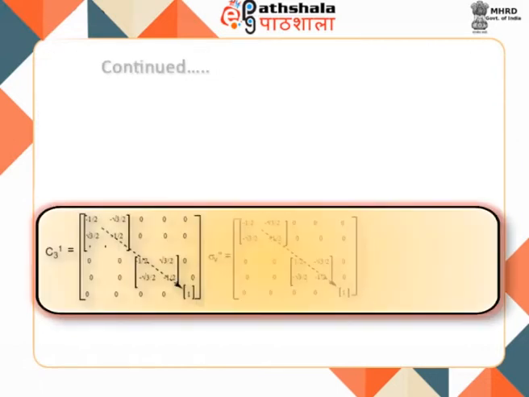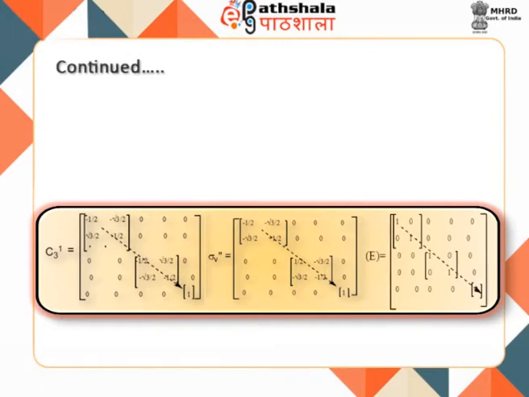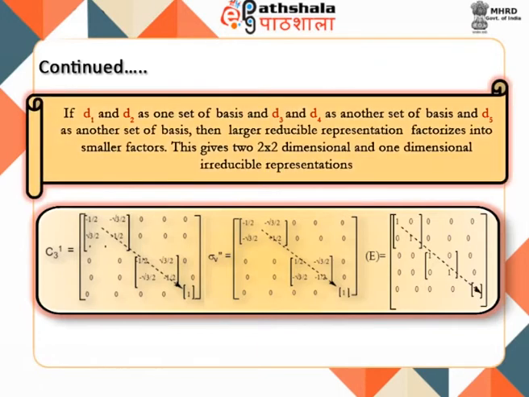All these higher dimensional reducible representations can be reduced to lower dimensional representations by taking a different set of basis functions, that is, by similarity transformations. If we take d1 and d2 as one set of bases, and d3 and d4 as another set of bases, and d5 as another set of bases, then it is possible to factorize the larger reducible representation into smaller factors. This gives two 2 by 2 dimensional and one 1 dimensional representations. Some of the factorized matrices can be written as given.